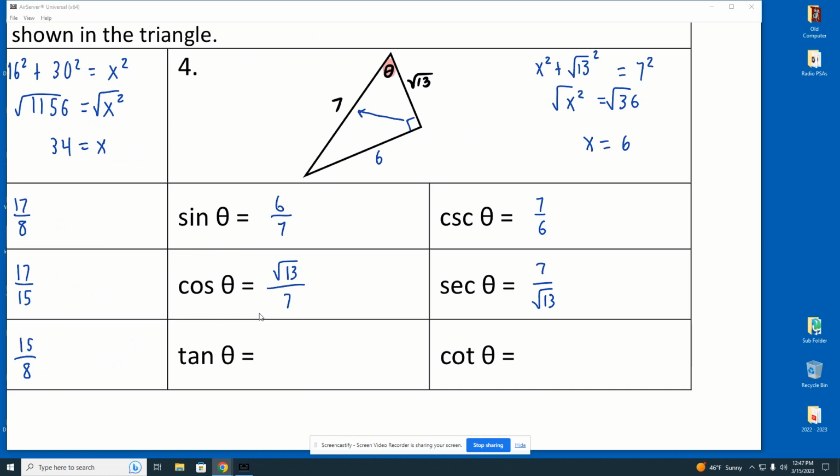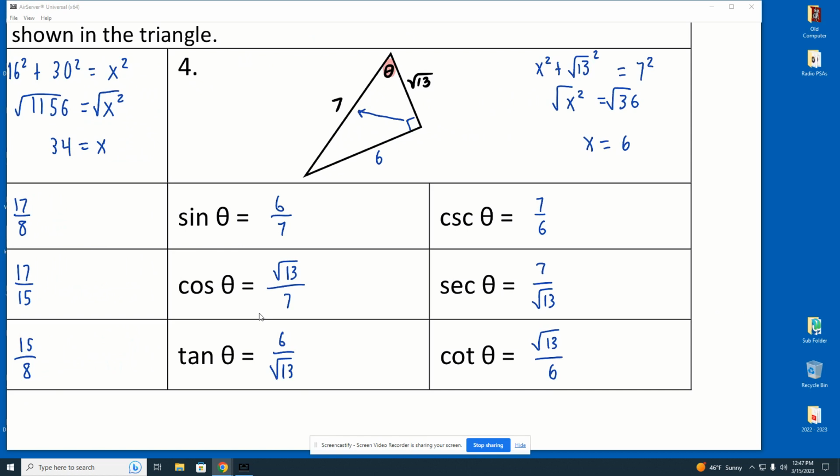Last one, tangent. What's the opposite leg? 6 over the adjacent leg. Let's flip them to do our cotangent, square root of 13 over 6. Okay, back to what Eugene was saying. She's exactly right. Let's say you're taking a multiple choice test, ACT, EOC, whatever it is, and it asks you what the secant of theta is on this problem. Would you expect to see 7 over square root of 13 as one of your answers?